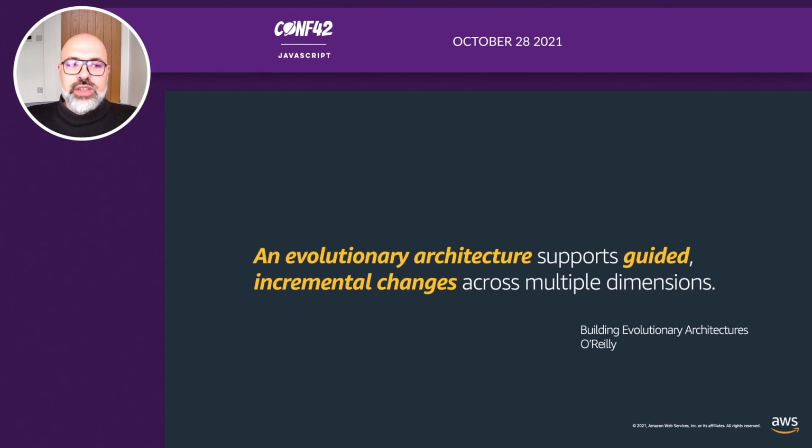So let's start with the definition of what evolutionary architecture means, directly from the book Building Evolutionary Architectures. Evolutionary architectures support guided incremental changes across multiple dimensions. We think about that when we select an architecture: we need to find one that will allow us to follow the business drift during the journey when it happens. We cannot anymore select an architecture blindly just because it's the one we are most comfortable with. We need to really understand our context and then apply the right architecture for it.